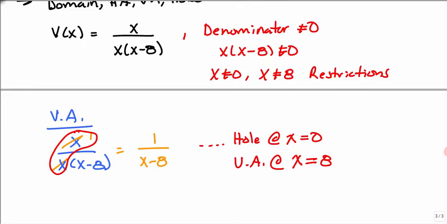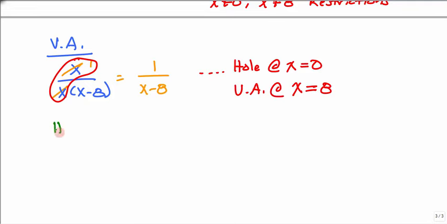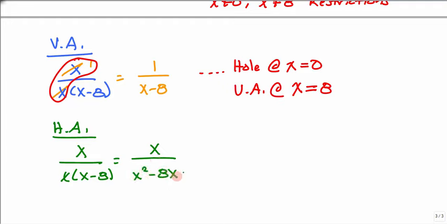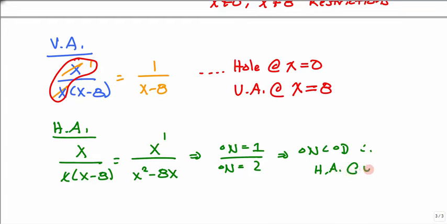Now let's go ahead and look at horizontal asymptotes as well. For horizontal asymptotes, I had x over the quantity x times x minus 8. Well, if we want to compare the degree in the numerator and the degree in the denominator, I'm going to go ahead and distribute through with that x. So the degree in the numerator is 1, it's an implied 1. The degree in the denominator is equal to 2. And if you notice here, the degree in the numerator is less than the degree in the denominator. Therefore, I have a horizontal asymptote at y equals 0. And these are just the shortcut rules that we listed at the beginning of this lecture. So those shortcut rules are going to be very important to know.